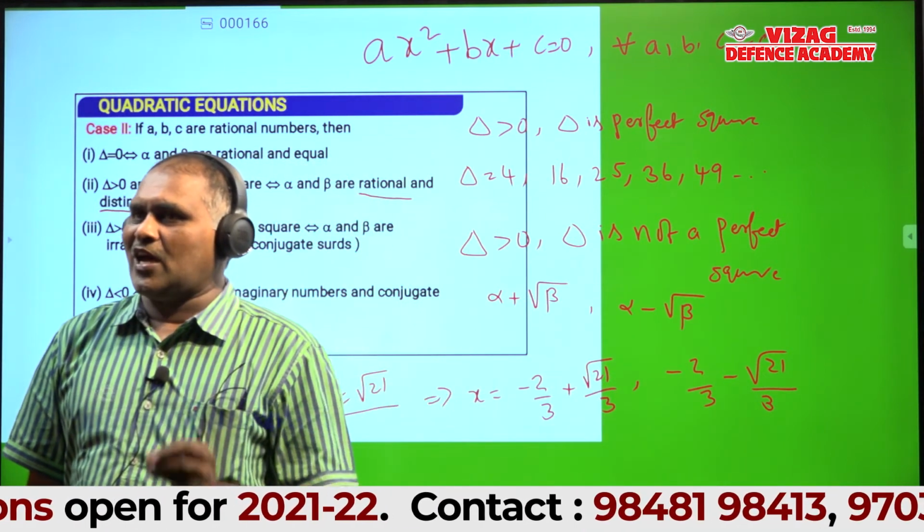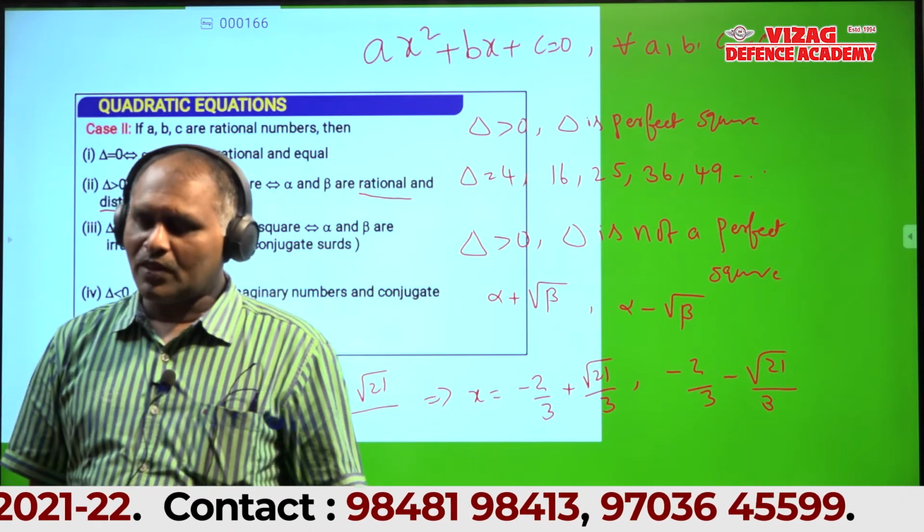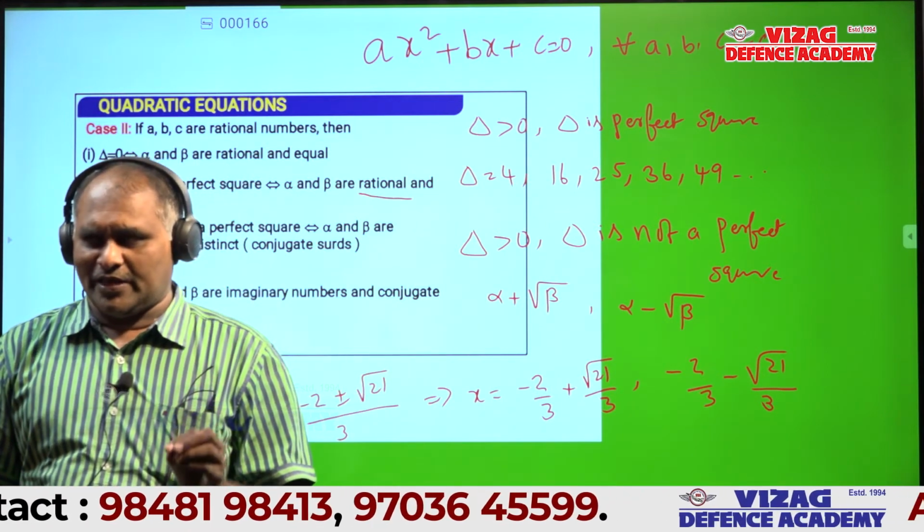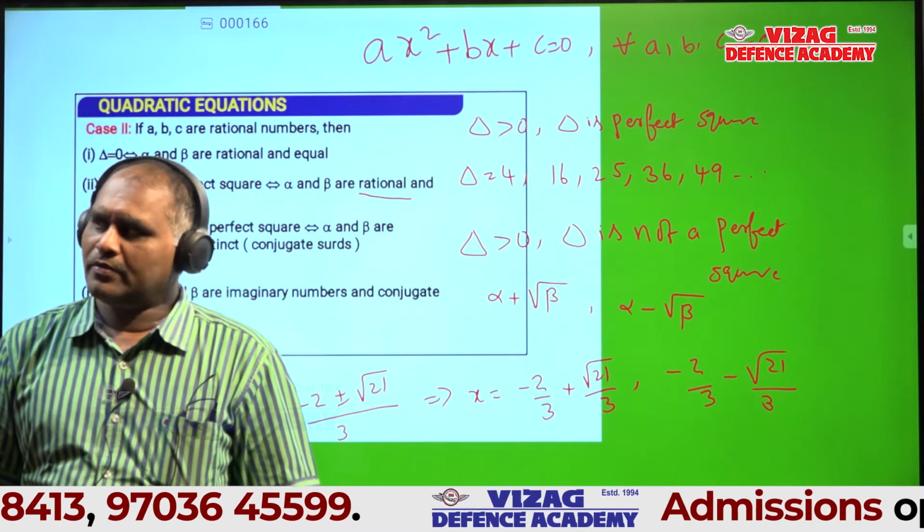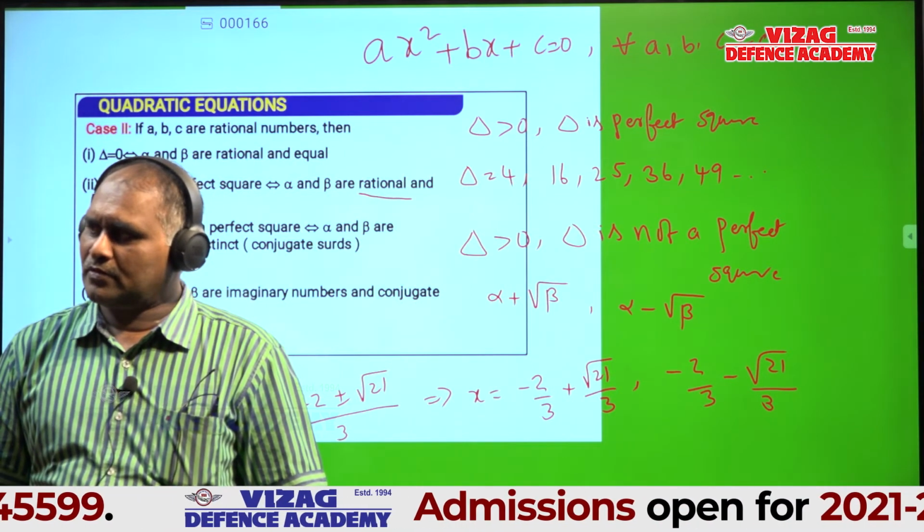When delta is greater than 0, listen, delta greater than 0, again. Ask: what is the meaning of conjugate?